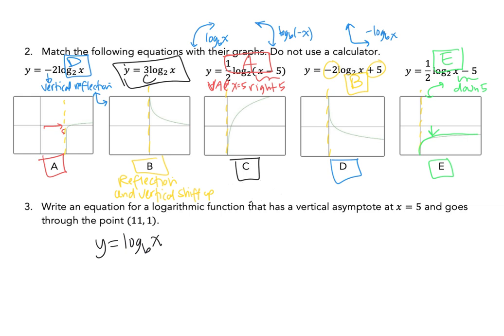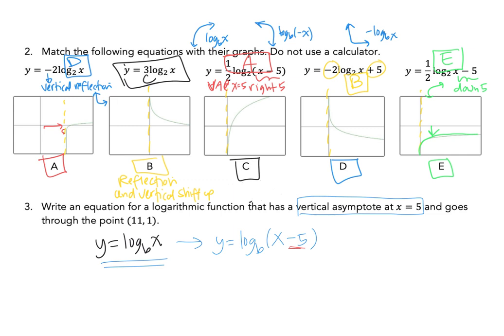Okay, then let's look at this last question. Write an equation for a logarithmic function that has a vertical asymptote at x equals 5 and goes through point 11, 1. So I just wrote the basic log y equals log base b of x. So we don't know the base, but we do know there's a vertical asymptote at x equals 5. So if there's a vertical asymptote at x equals 5, then the first transformation I can do is shift this to the right 5 units. So how do I take care of that? I just move this vertical asymptote to the right 5 units because it's usually at 0.